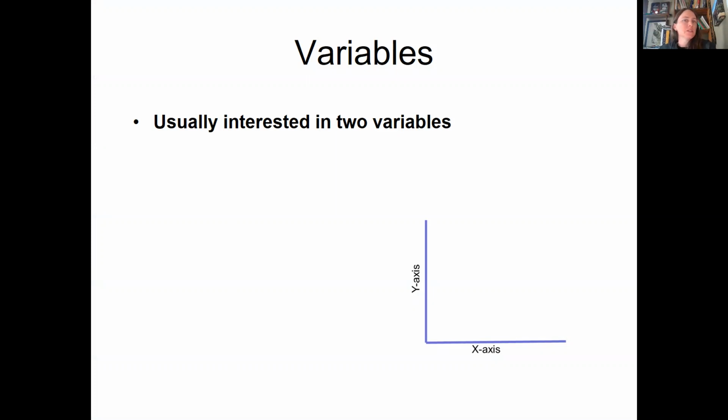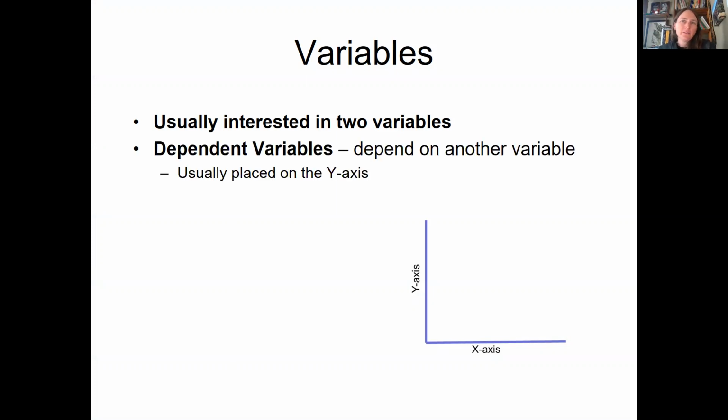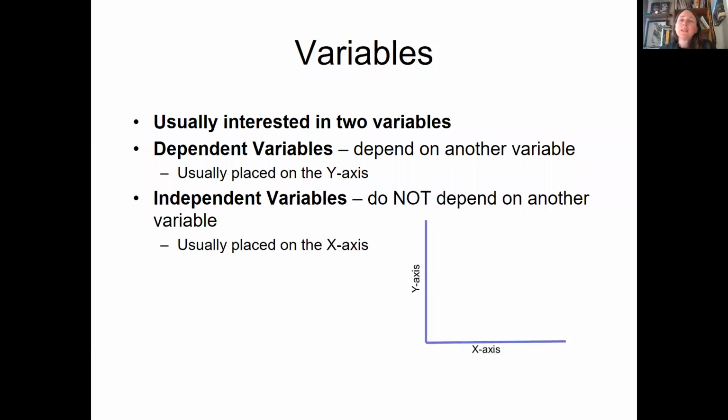variable might influence another. In that case, one variable is called a dependent variable, and it depends on the other variable. These kinds of variables, dependent variables, are usually placed on the y-axis, the up and down axis. The other kind of variable is called an independent variable, and it doesn't depend on the other variable. Usually that variable is placed on the x-axis. This will all make a little bit more sense in a little bit.